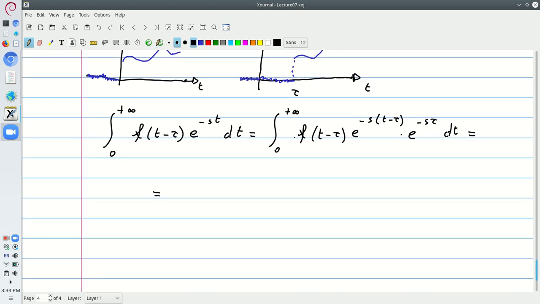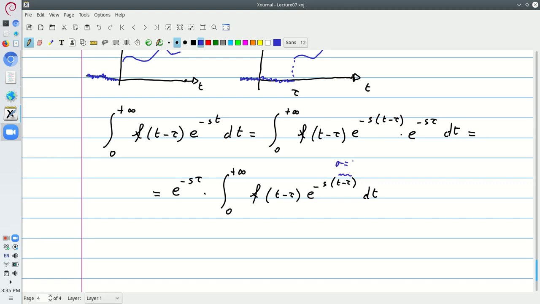So the next step is now to apply a change of coordinates. You see that the exponential of minus s tau is not depending on t, so it's a constant with respect to t, so it gets out. And now we have the integral from 0 to plus infinity of f of t minus tau exponential of minus s times t minus tau in dt. Now we apply a change of coordinates. Instead of having t minus tau, we call it sigma, for example.